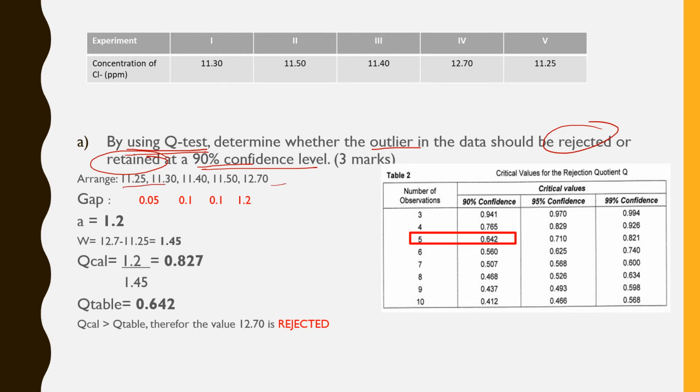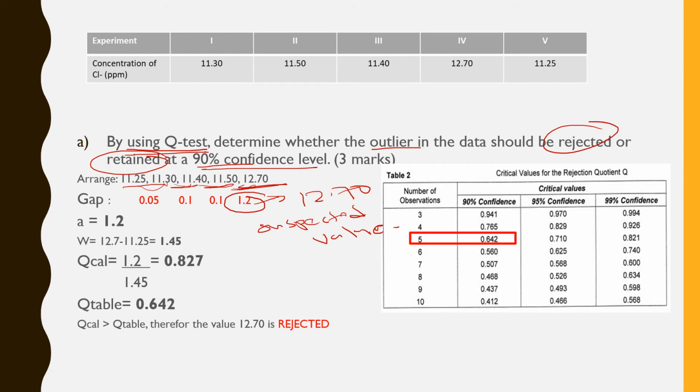Then you have to find the gap, because you want to know what is the suspected value. So the gap between 11.25 and 11.30 is 0.05, and then the gap between data number 2 and data number 3 is 0.1, data number 3 and data number 4 is 0.1, data number 4 and data number 5 is 1.2. So the highest gap is the suspected value. So the suspected value will be 12.70. This is the suspected value.